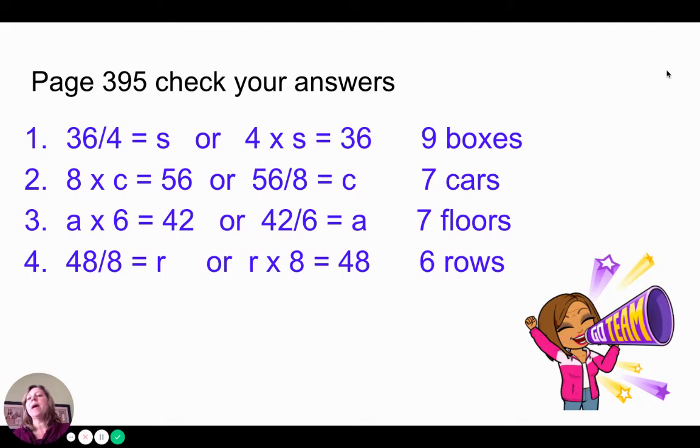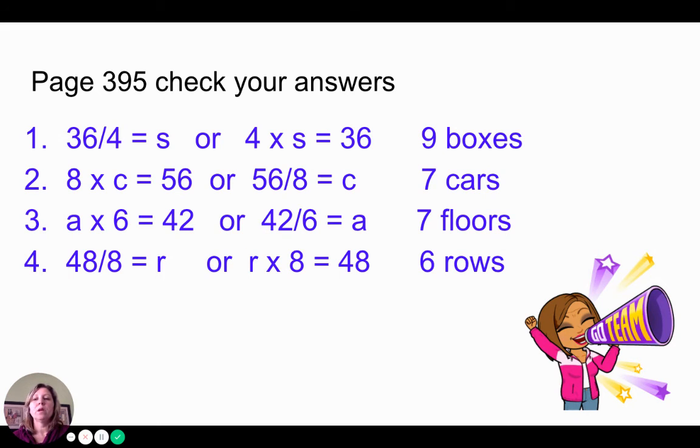All right, let's look back at number 7, third graders. The story about the boxes. There are 2 equations that you could have written for this one. 36 divided by 4 equals s. If you have another letter, that's okay. It does not have to be a letter s. I just picked a letter s. Or you could have written 4 times s equals 36. Either of those equations work for this. And of course the answer then is 9 boxes.